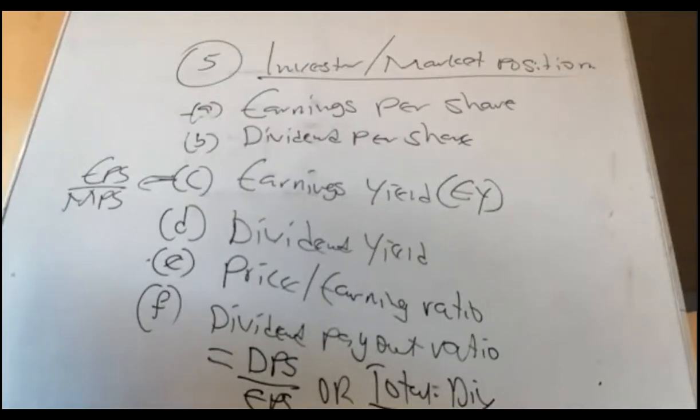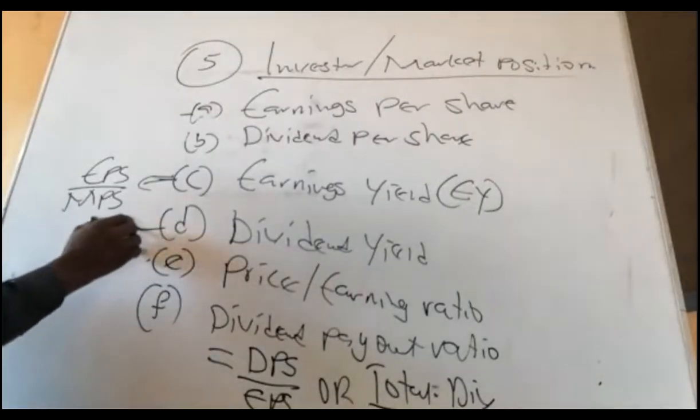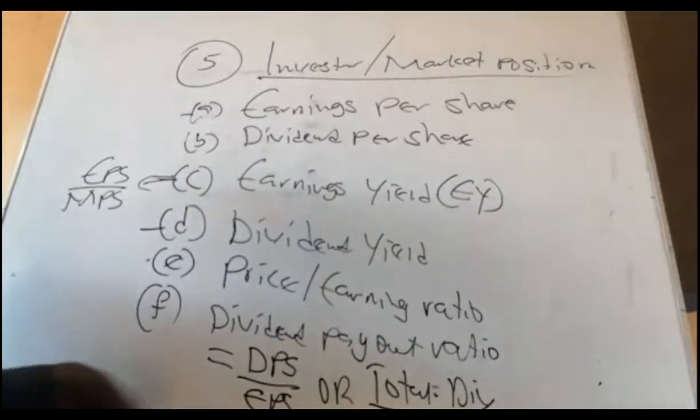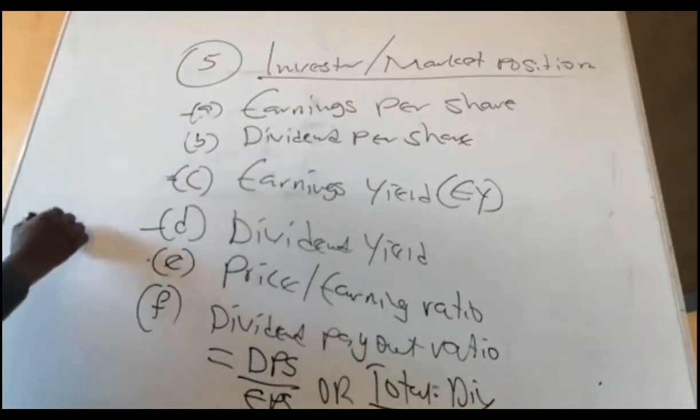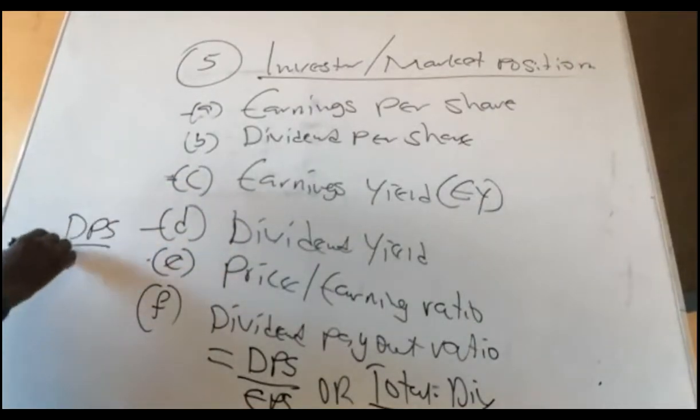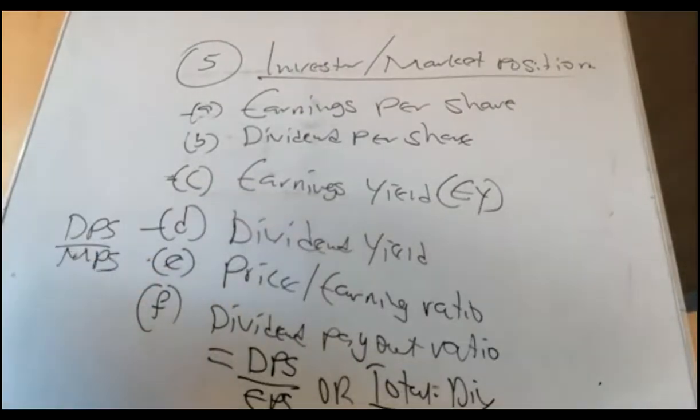Then we move on to dividend yield. As usual, anything yield is that item per share. So dividend yield will be dividend per share over market price per share. That is the formula for dividend yield. All these are the investor or market position ratios. If you want to assess your market position, use these ratios to assess that.